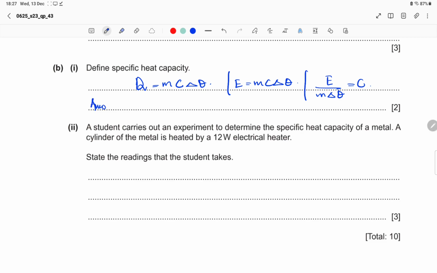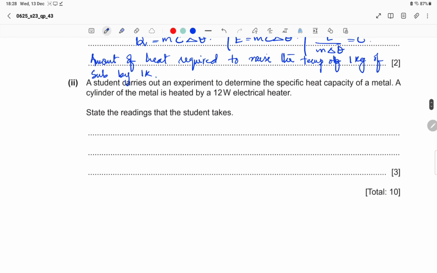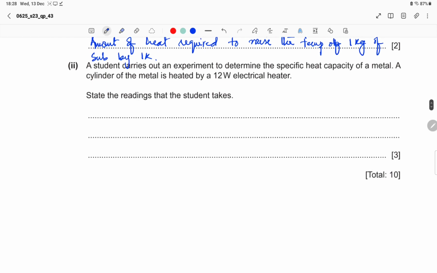Okay, I'll write down the definition: amount of heat required to raise the temperature of 1 kg of substance by 1 Kelvin. Okay. A student carries out an experiment to determine the specific heat capacity of a metal.